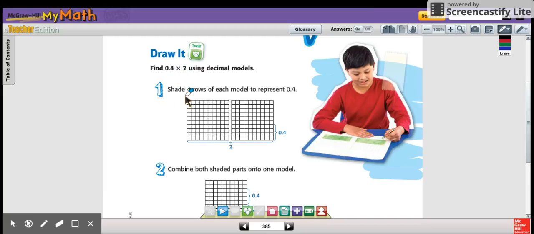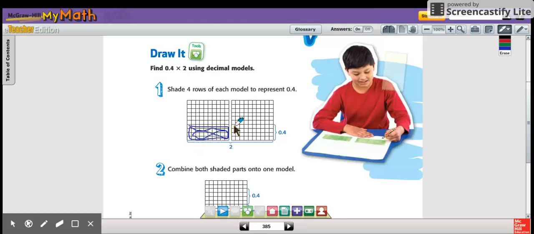So we're going to shade 4 rows of each model to represent 4/10. Go ahead and do that in your book. Count 1, 2, 3, 4. That's going to be the top of our rows. A row means horizontal or across. So all of this area here needs to be shaded in.